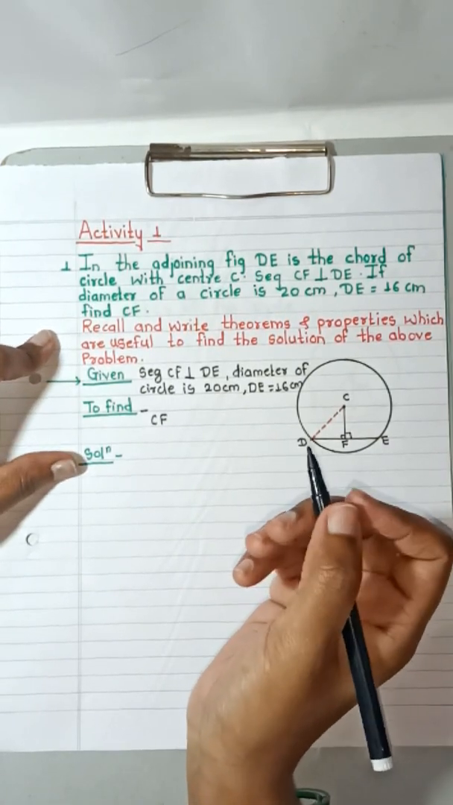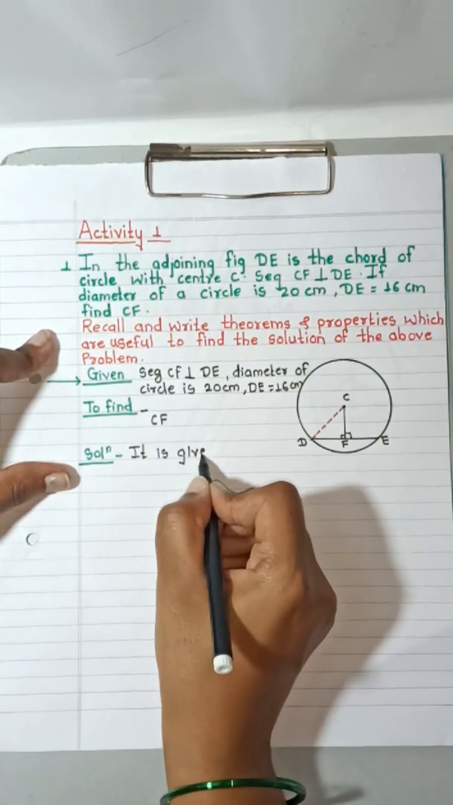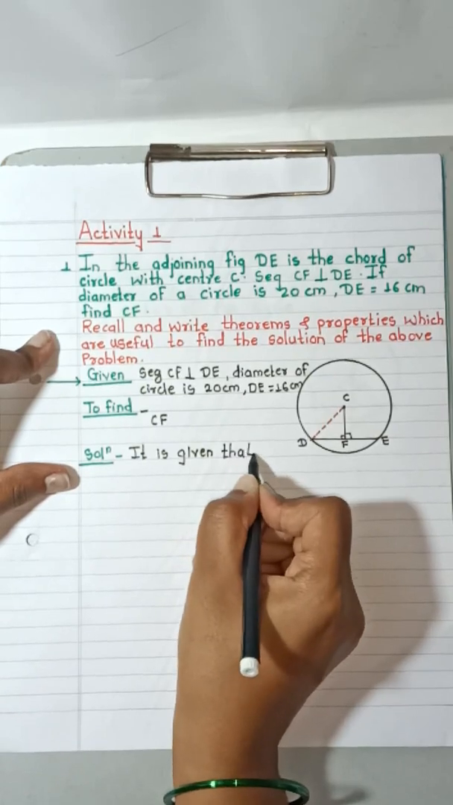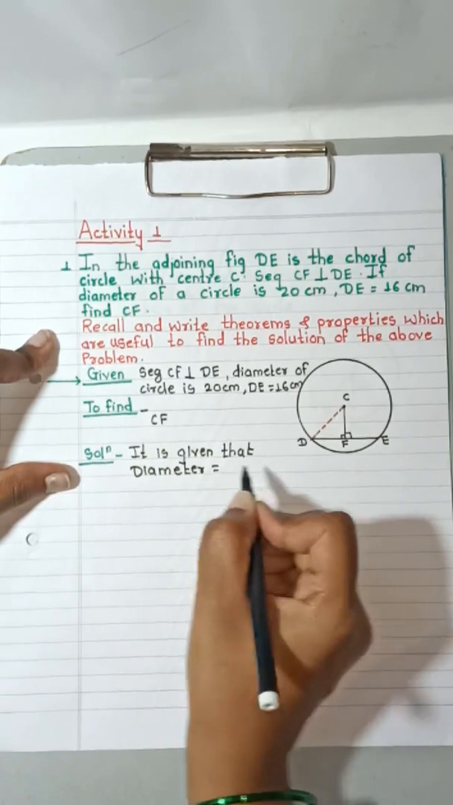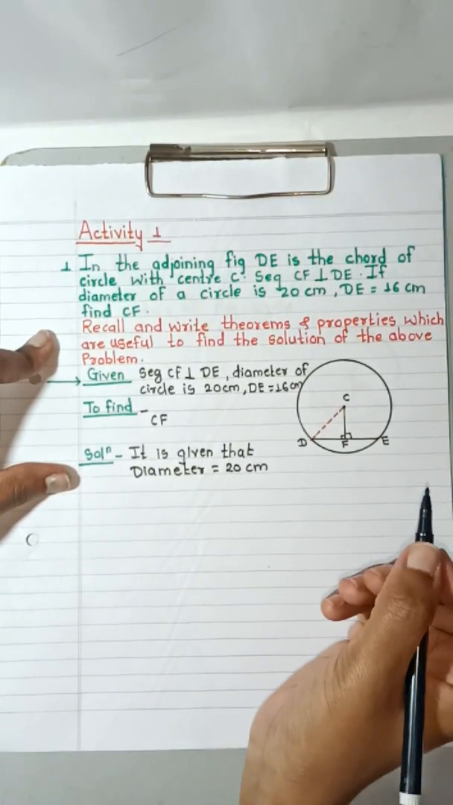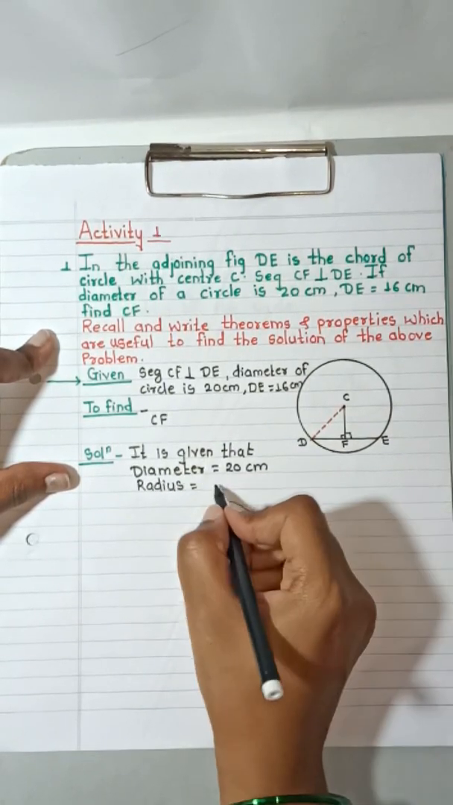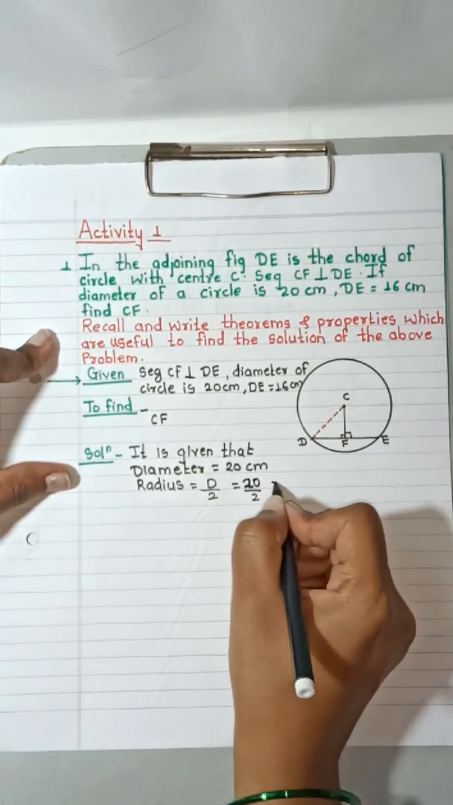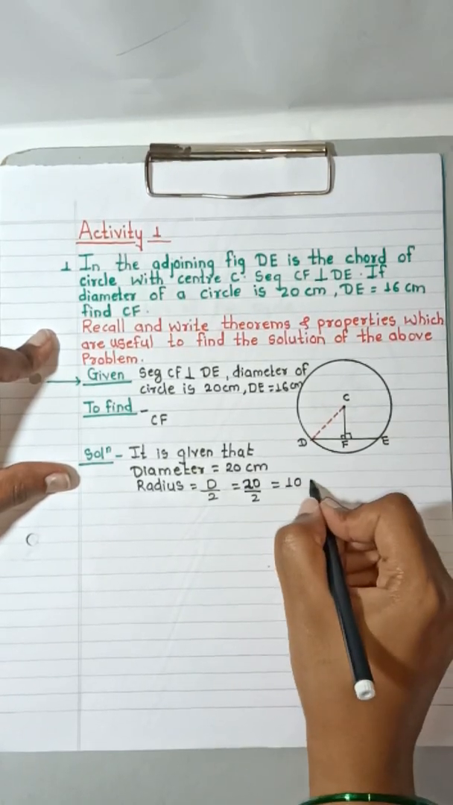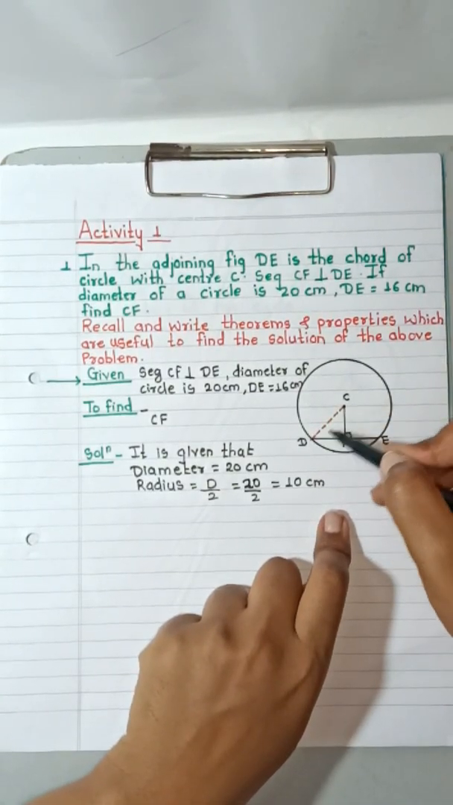Now in the solution we'll write down, it is given that diameter is equal to 20 centimeters. Therefore, how much is the radius? Radius is equal to half of diameter, that is d upon 2, that means 20 upon 2, that is 10. Radius is 10 centimeters. Now children, you can see this CD in the red dots. This I have constructed. It is a part of construction.